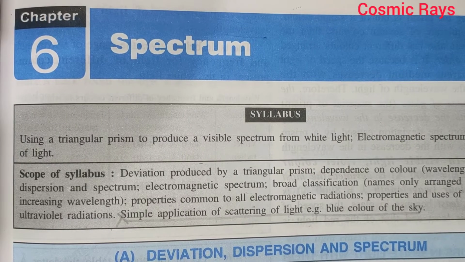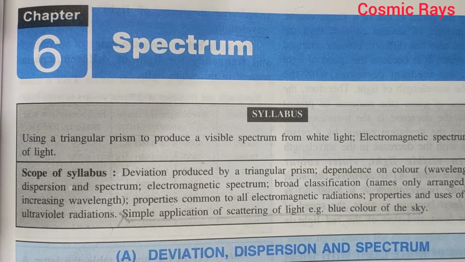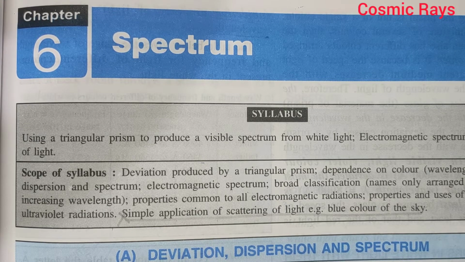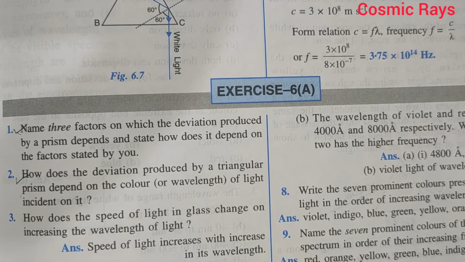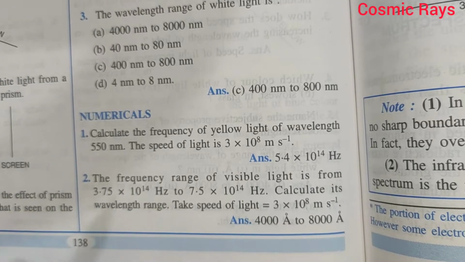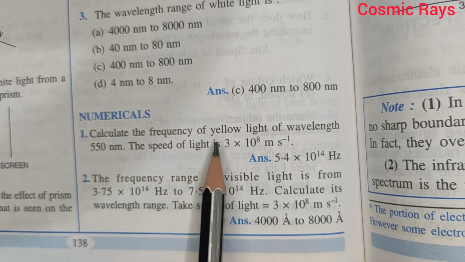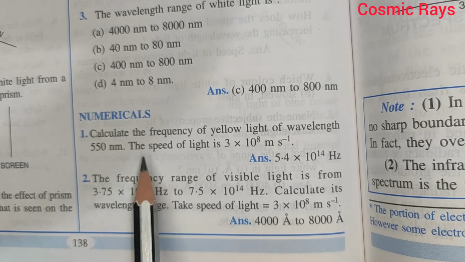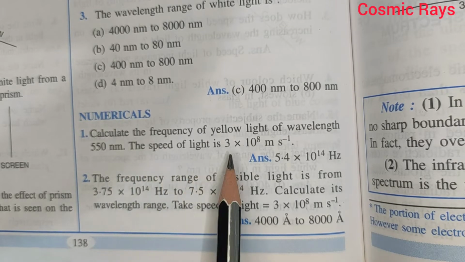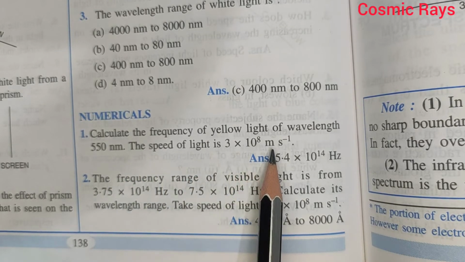Hello friends, in this AV we are going to take up the numericals of chapter 6, that is spectrum of ICSE class 10 physics. We would be taking up the numericals of exercise 6A. Here the first numerical says calculate the frequency of yellow light of wavelength 550 nanometer. The speed of light is 3 into 10 raised to the power 8 meter per second.